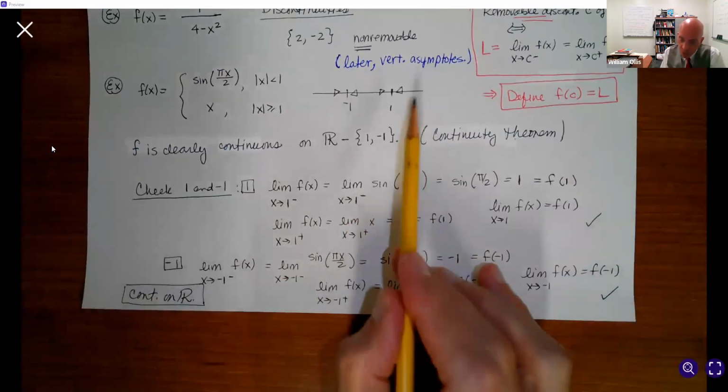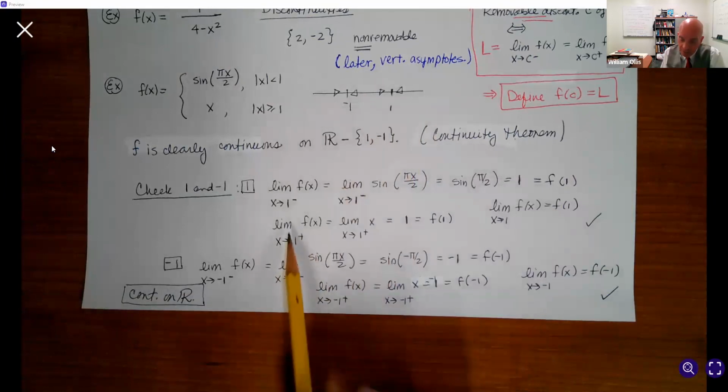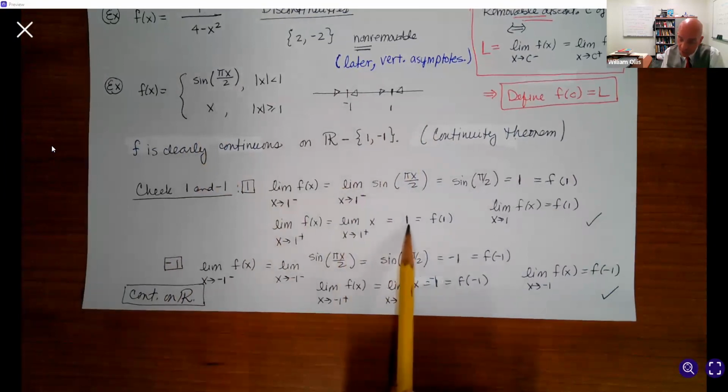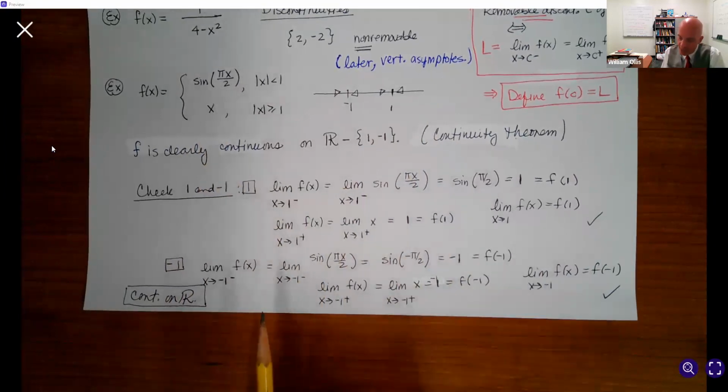So now we approach from the right. We have the limit as x approaches 1 from the right of f of x. Well, it's defined to be x there. That's just direct substitution. Well, maybe you could have done that in your head.